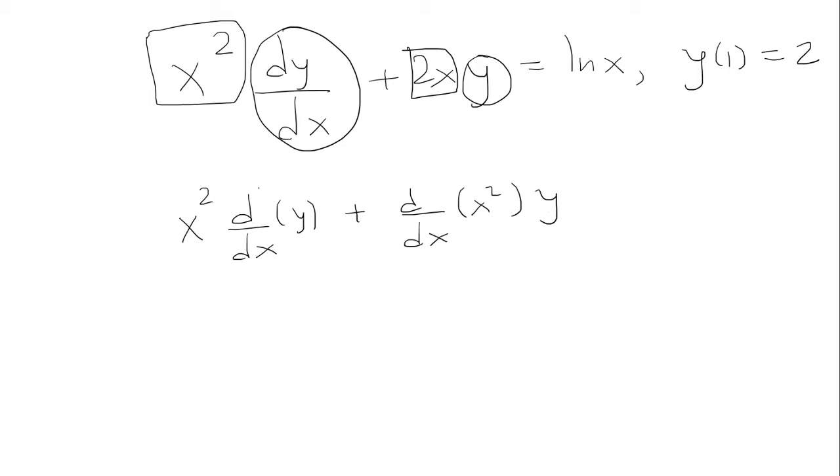If we write it this way, okay, so this is what I just said. Dy over dx is a derivative of y with respect to x. 2x is a derivative of x squared. So notice this is just a product rule. And the two functions are x squared times y. And I'm going to put a prime here denoting that it's a derivative. Okay, so that's going to equal ln of x.